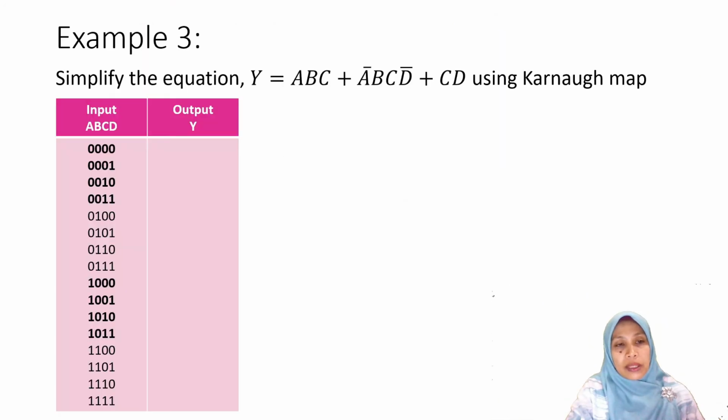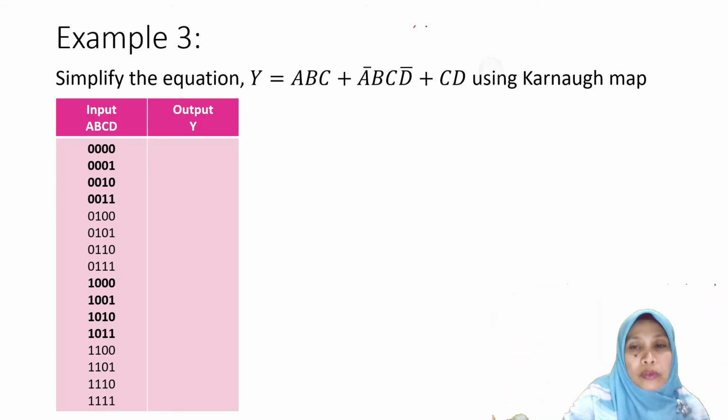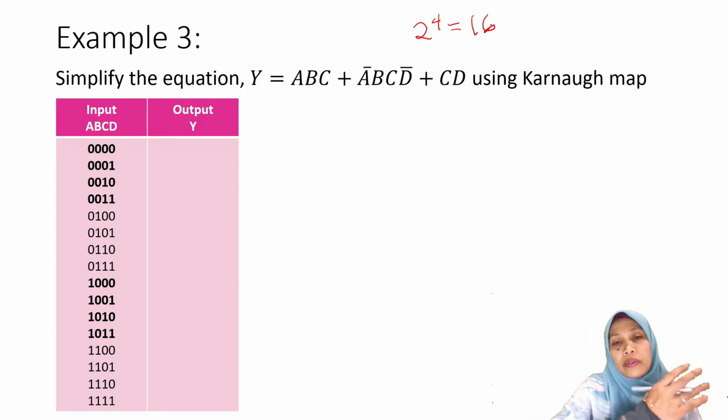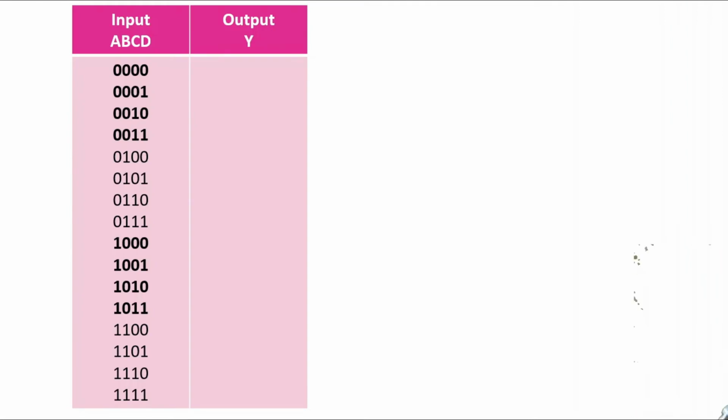Okay. In example 2, the equation is Y equal to ABC plus A bar B C D bar plus CD. Okay, so we have 4 inputs, A, B, C, and D. Alright, so for 4 inputs, 2 to the power of 4 equal to 16. It is equal to 16 possible inputs from 0000 until 1111. Right?